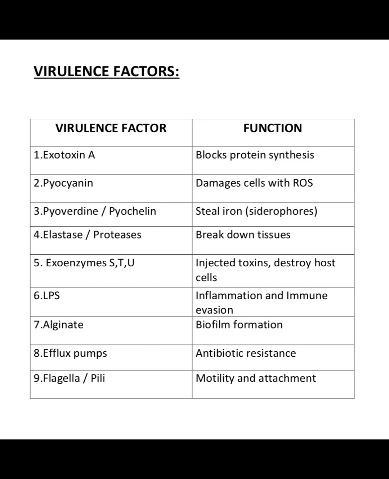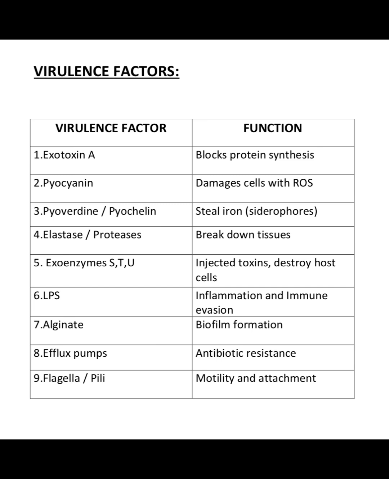Pyoverdin or pyocyanin. These are siderophores secreted by the bacteria to steal iron from the host, which is essential for the growth of bacteria. Elastase or proteases break down proteins like elastin, collagen and immunoglobulin. Thereby, it helps the bacteria to invade deeper tissues and evade immune responses.